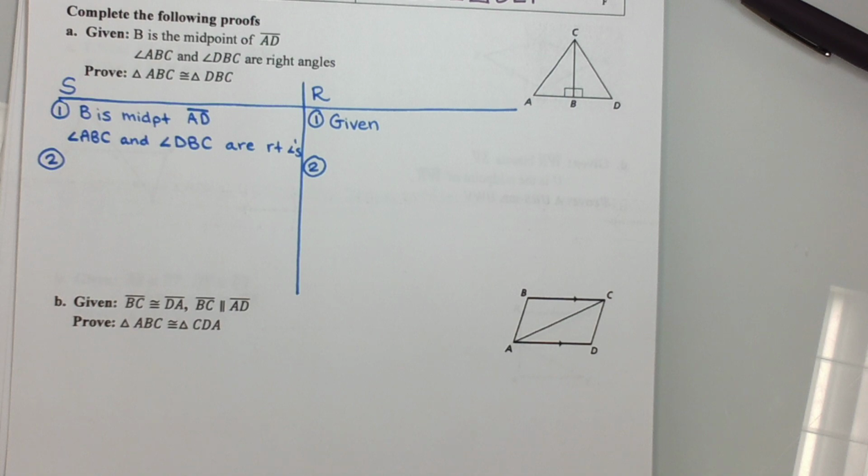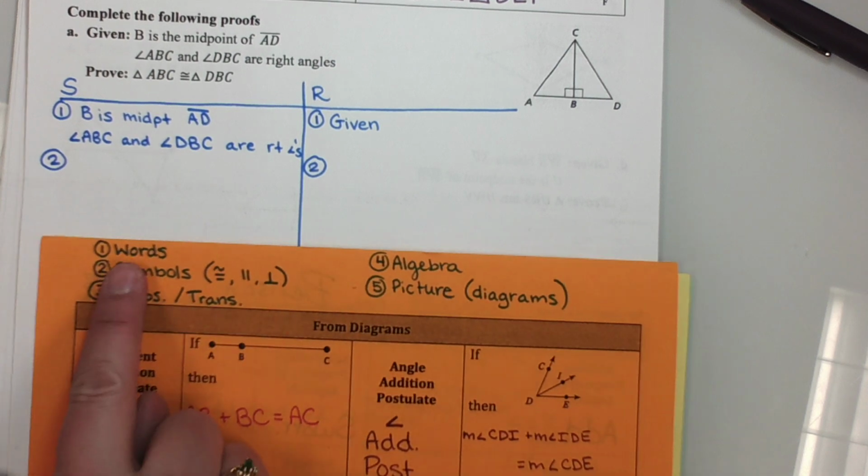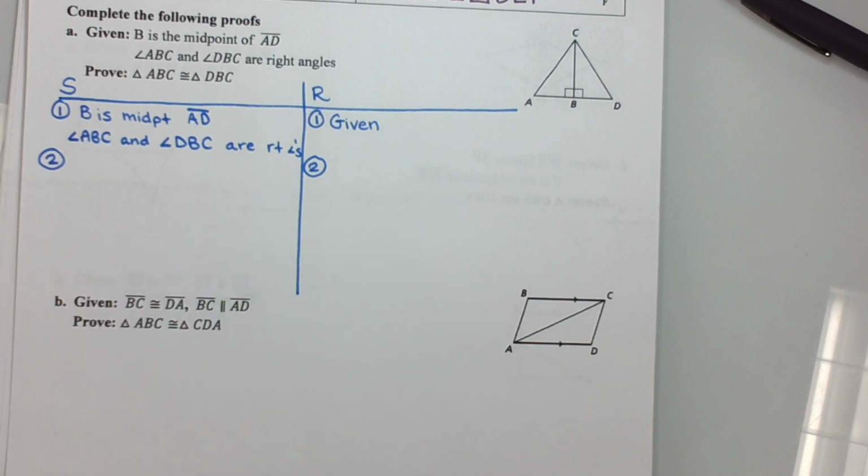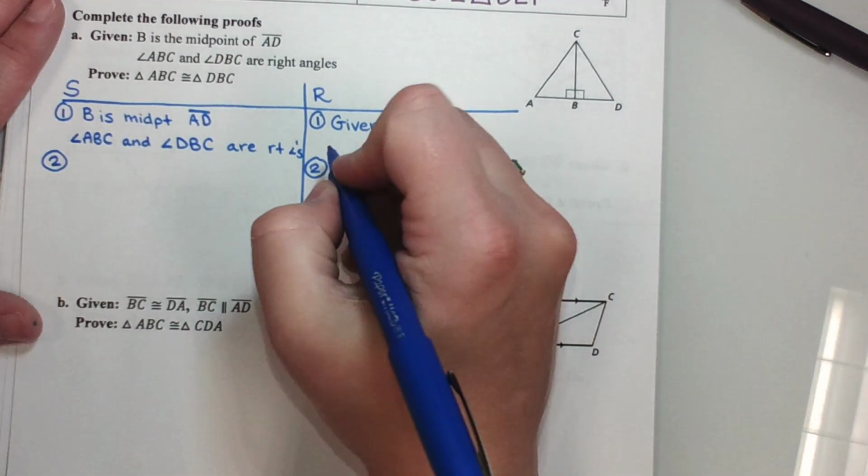What's the first thing you look for in a proof? Words. If you've forgotten it, it should be written on the top of your orange postulate sheet. Do you see any words showing up in our proof? I see 2 words. I see midpoint and right angle. I'm going to deal with them one at a time. I'm going to start with midpoint because it was first.